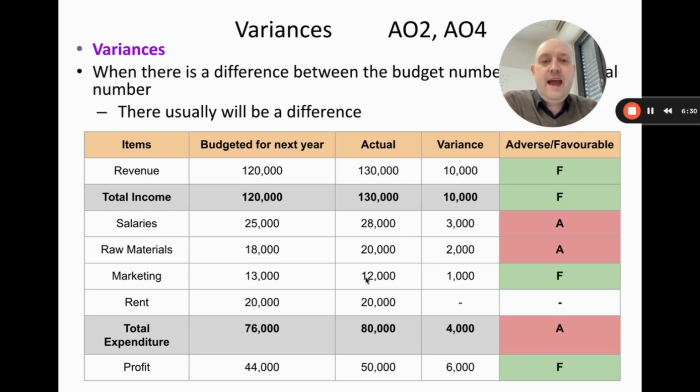Now, marketing, the actual was actually lower than the budget. And because it's an expenditure, we can say that this is favorable because we spent less than we were predicting to spend. So we continue doing this. We can see that the total expenditure was 4,000 adverse, which means that we spent 4,000 more than we were planning. But overall, the profit was 6,000 favorable, which means that our profit was 6,000 more than we were expecting. So the actual being 50,000 and the budget was 44,000.